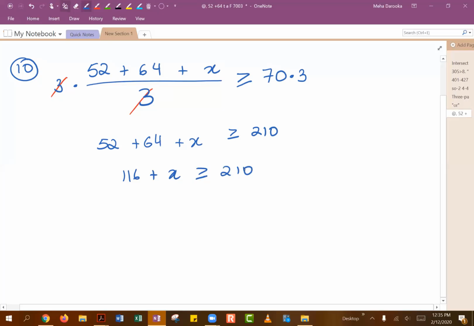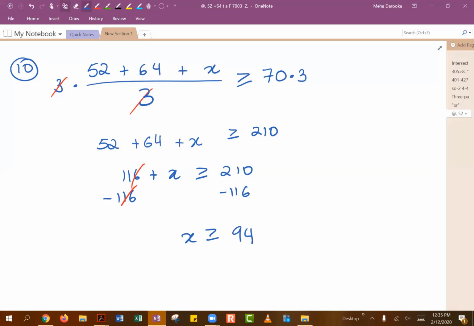And all you have to do now is subtract that 116, and that will give us x is greater than or equal to 94. Now think about this. Felix scored 52 and 64, which are two numbers pretty close to each other, on those first two exams, but we are still hoping for an average, which would be basically a C average, at 70. So right now, if you just took that average between 52 and 64, what does that value come out to be?